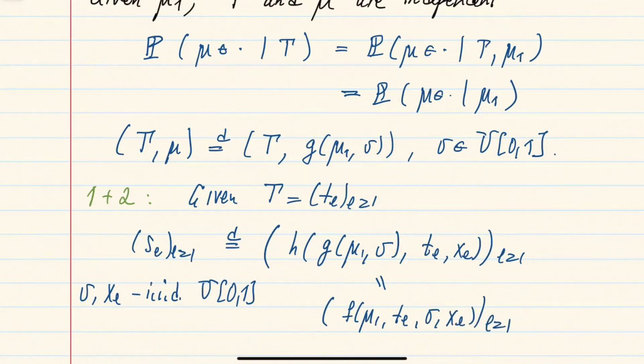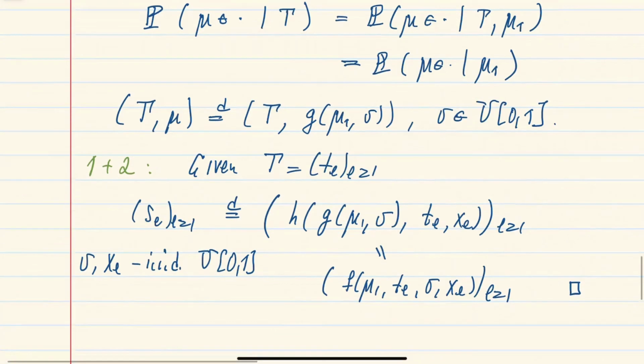Okay, and that was exactly the statement of this lemma, that conditional distribution of the sequence S given t can be encoded in this form. Okay, and now given this lemma, we will prove the Aldous-Hoover representation for exchangeable arrays.